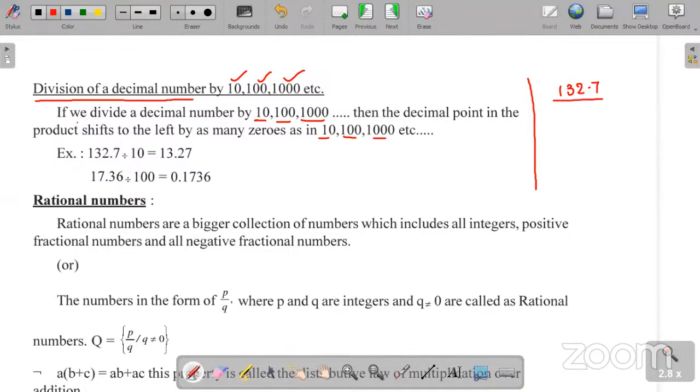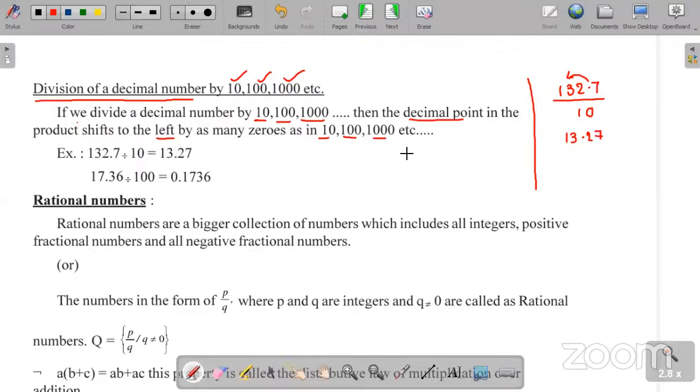132.7 divided by 10. That means if you divide 132.7 by 10, what will happen? According to this concept, the decimal point shifts to the left by as many places as there are zeros in 10 or 100 or 1000 and so on. In 10, how many zeros are there? One zero. So now we need to shift this decimal point one place to the left. Left means this direction. So this becomes 13.27. I hope it's very clear.